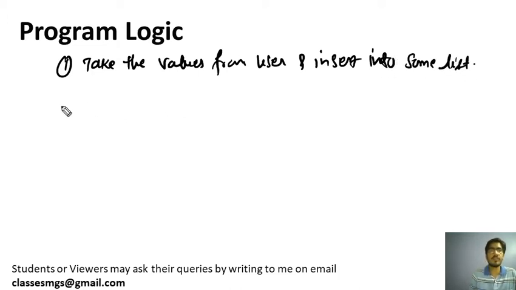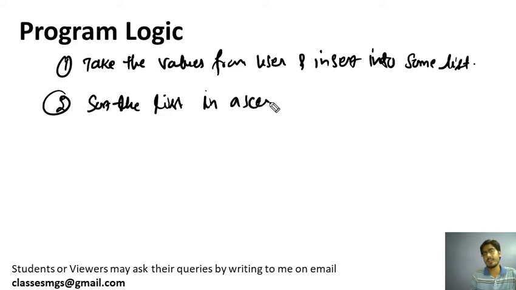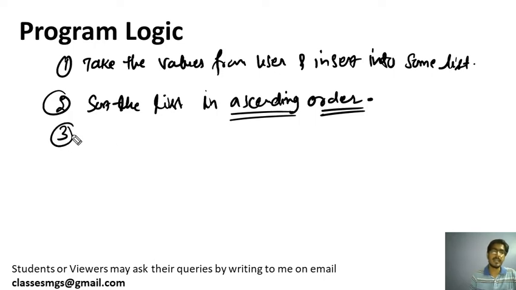Then what we need to do, we need to sort the list in ascending order. Remember, ascending order. If you sort in descending order, then it will exchange the position as per your requirement. I am sorting in ascending order, because we will use the sorted method, and it will return the sorted list in ascending order.